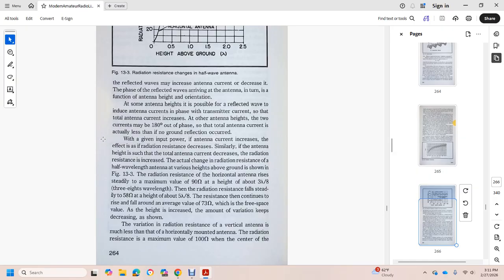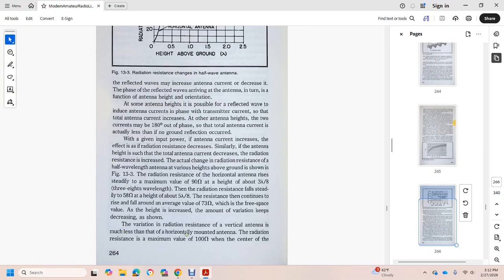The actual change in the radiation resistance of a half-wave antenna at various heights above the ground is shown in figure 13.3. The radiation resistance of a horizontal antenna reaches a maximum of about 90 ohms at a height of about 3/8 of a wavelength. The radiation resistance then falls to about 58 ohms at a height of 5/8 of a wavelength. The resistance continues to rise and fall around an average value of 73 ohms, which is the free space value, and as the height is increased, the amount of variation keeps decreasing.